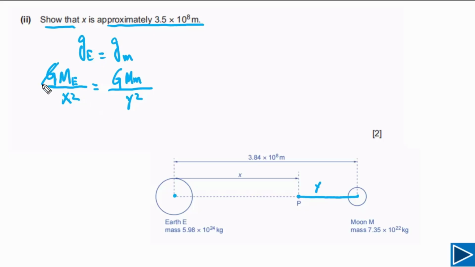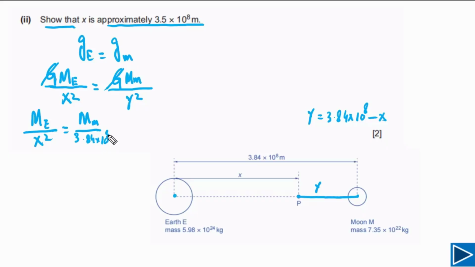Now you can see G is common, the universal gravitational constant, so we can simply cancel it. We are left with the mass of our planet divided by x squared, equal to the mass of the moon divided by y squared. But y in this case is equal to 3.84 times 10 to the 8 minus x. So we can plug in the value of y: y is equal to 3.84 times 10 to the 8 minus x, all squared. Now we need to plug in values.